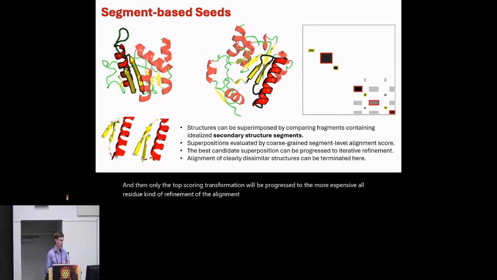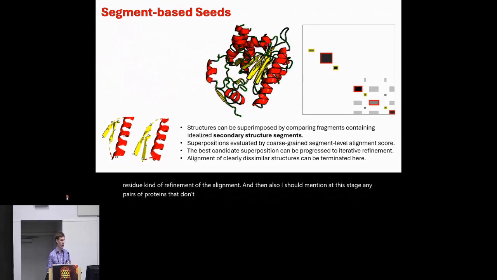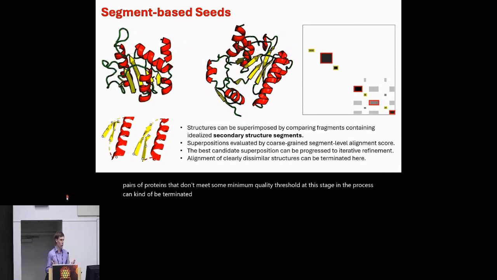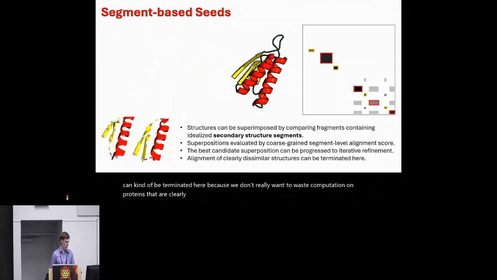I should also mention that any pairs of proteins that don't meet some minimum quality threshold at this stage in the process can be terminated here, because we don't want to waste computation on proteins that are clearly dissimilar in the first place.